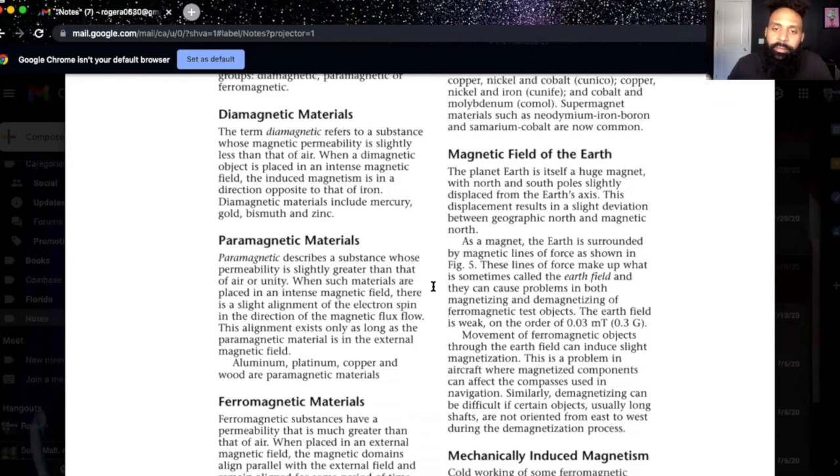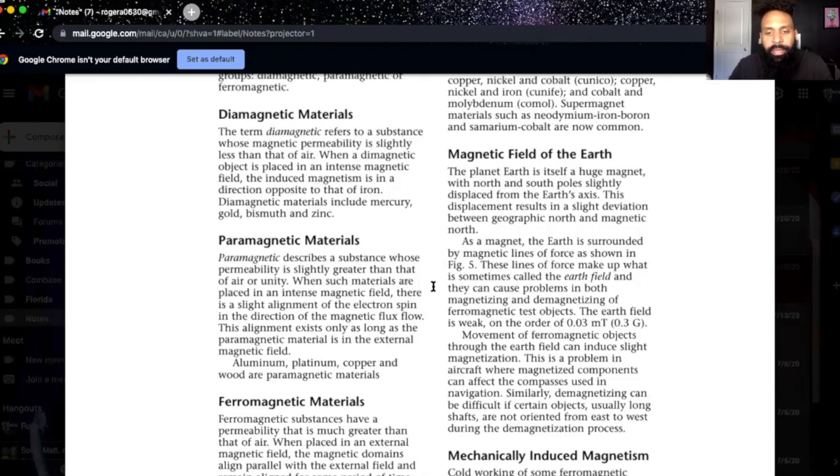Magnetic field of the Earth. The planet Earth itself is a huge magnet, with north and south poles slightly displaced from the Earth's axis. This displacement results in a slight deviation between geographic north and magnetic north. As a magnet, the Earth is surrounded by magnetic lines of force, as shown in Figure 5. These lines of force make up what is sometimes called the Earth field, and they can cause problems in both magnetizing and demagnetizing of ferromagnetic test objects. The Earth field is weak, on the order of 0.03 mT or 0.3 G.